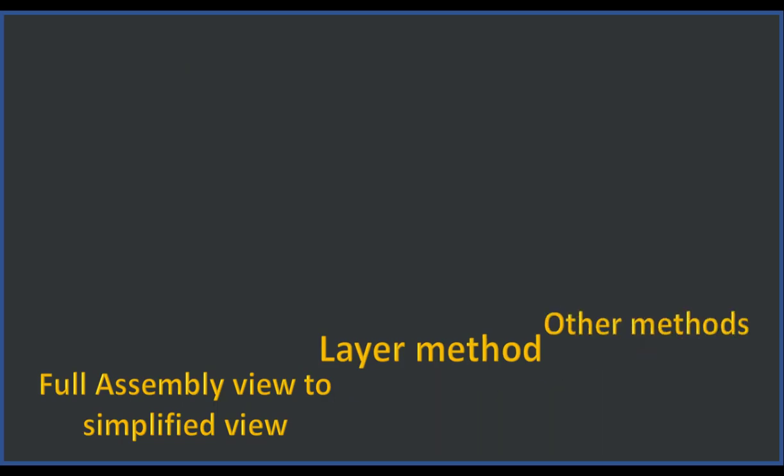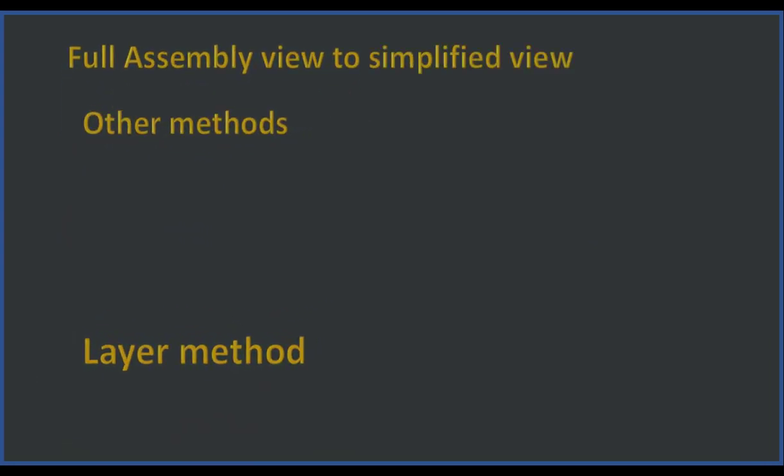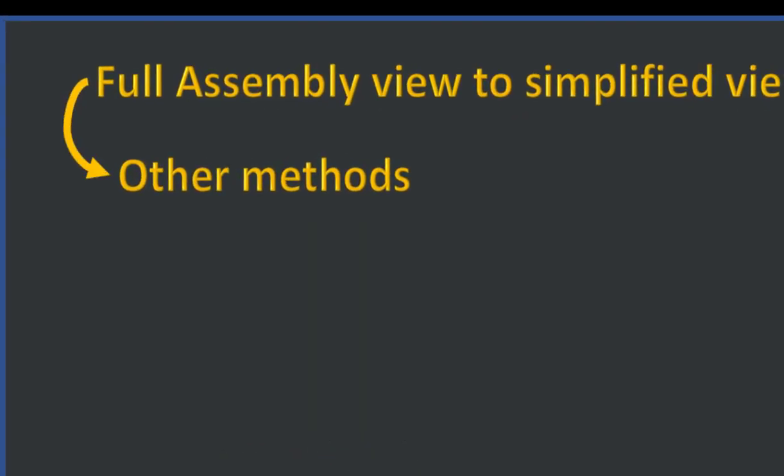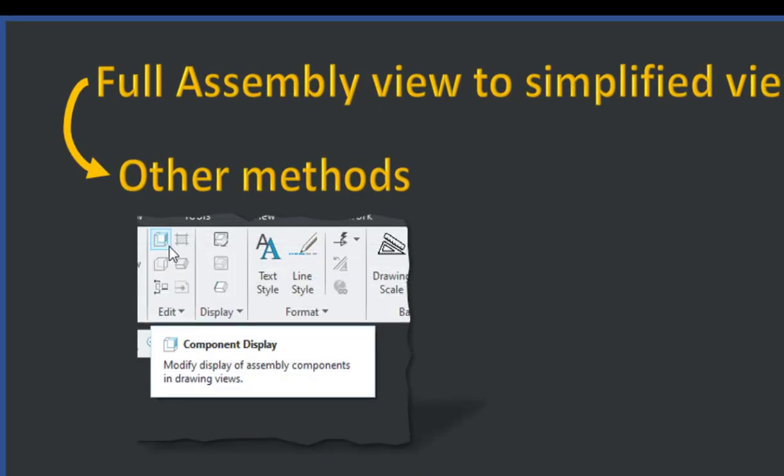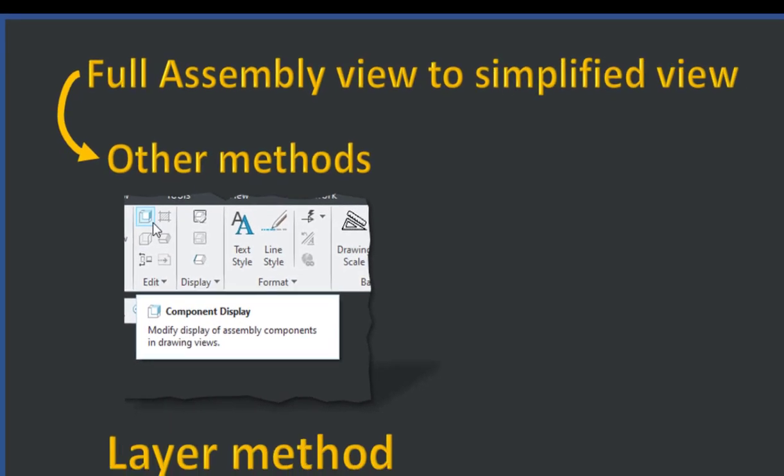Now let's discover what options we already have and, in my opinion, when they are suitable to use. Methods other than layer. In most cases we don't actually need to hide the components in the drawing, but when we have to, we can make use of a very simple drawing command to some extent. This command is component display, available in the layout tab in the edit group as shown.